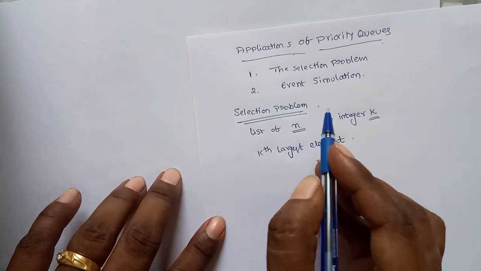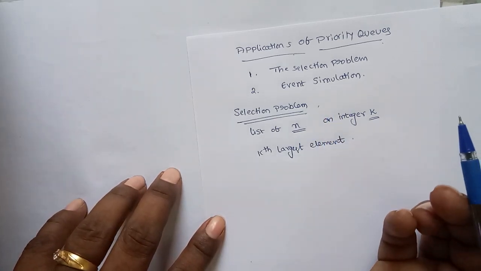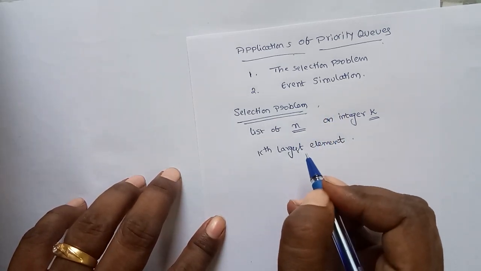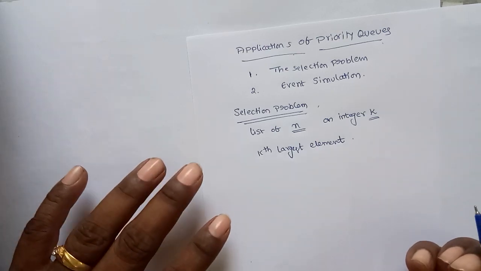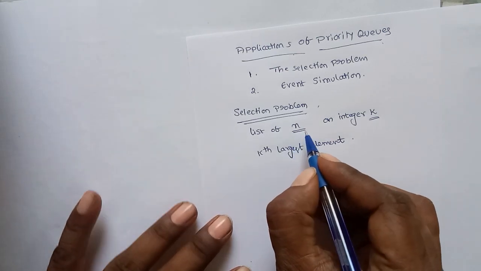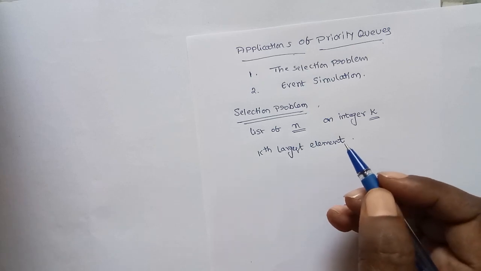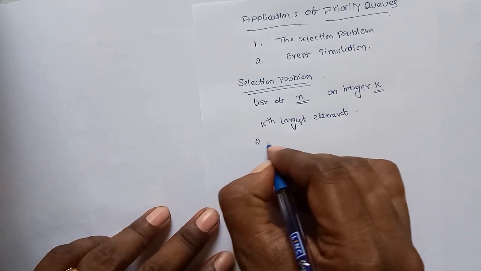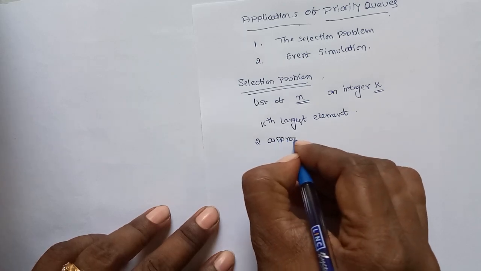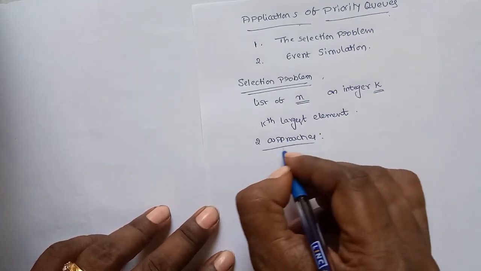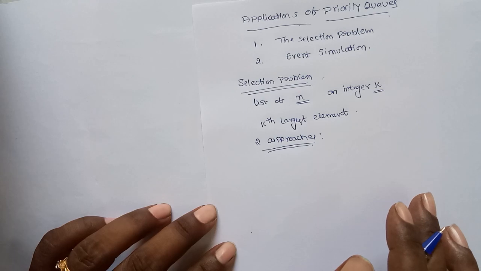Whatever it is, if you are using a max priority queue, you are finding the kth largest element. If you are using a min priority queue, we are finding the kth smallest element. Among these n integers, we have to find the kth largest element. In this, we are following two approaches to find the kth largest element.